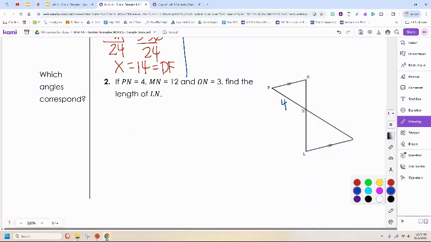Did the M get cut off on your paper too? Yeah. Sorry, folks. The M is over there.